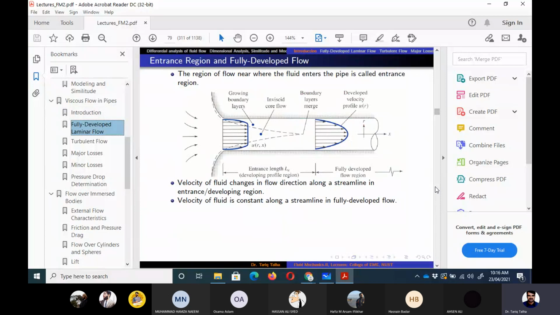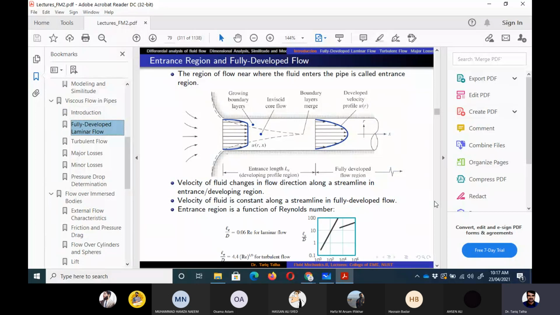After that, we discussed the concept of entrance region. Whenever a flow enters a pipe, it takes some length of the pipe before it develops into fully developed flow. Fully developed flow means that the velocity of the particle along a streamline does not change. In the entrance region, there is some flow velocity change along the streamline. I also discussed the concept of boundary layer here.